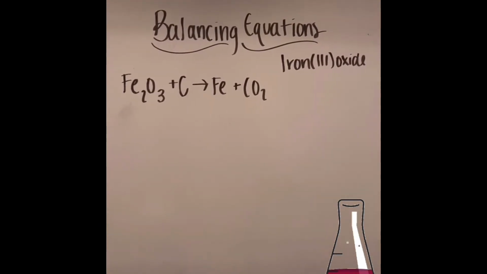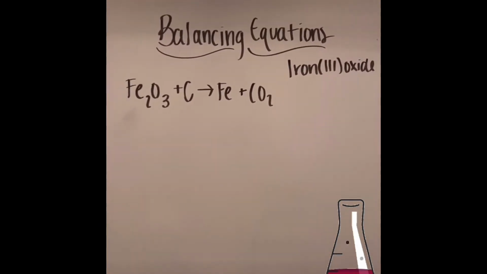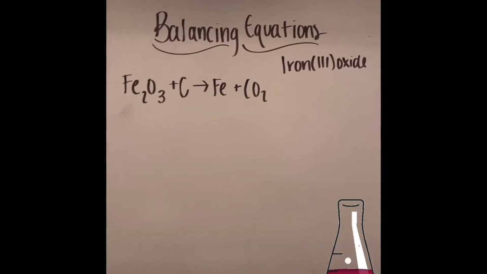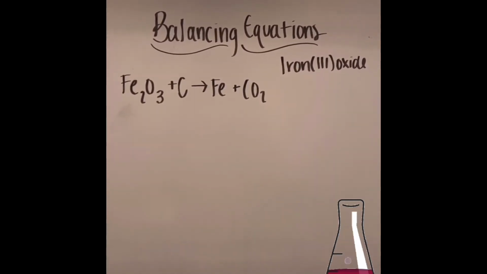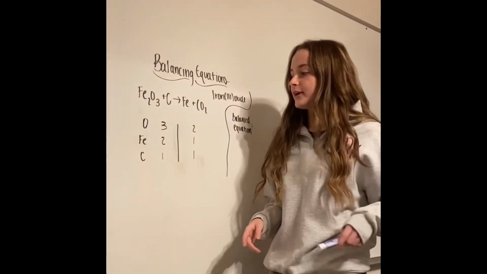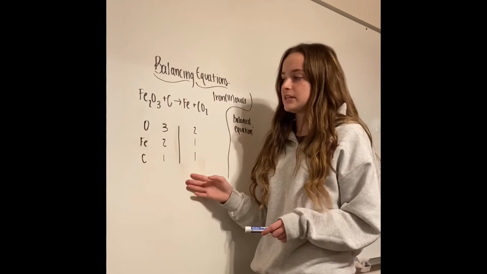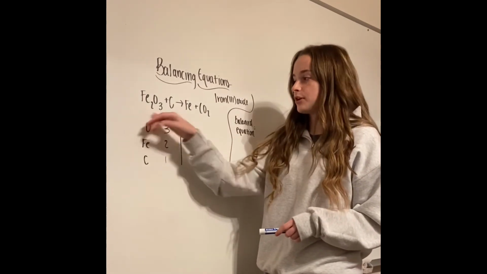Alright, so I'm going to be teaching you guys how to balance equations. On the board is iron 3 oxide written as Fe2O3 plus C arrow Fe plus CO2. Alrighty, so the first thing that we do is we set up a table with a list of the elements and the number of atoms in each. We see this by the subscripts on each side.